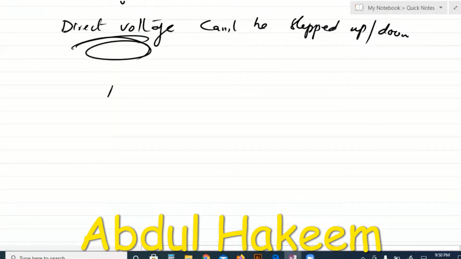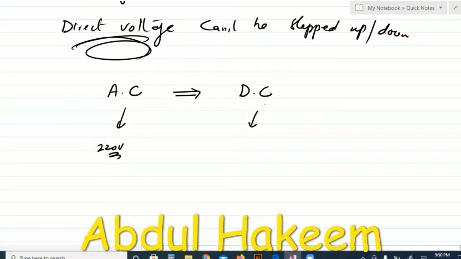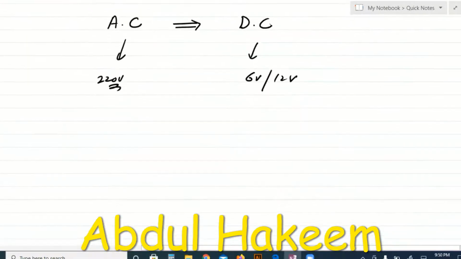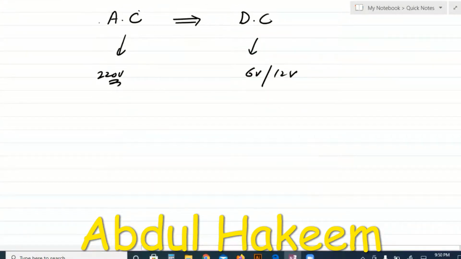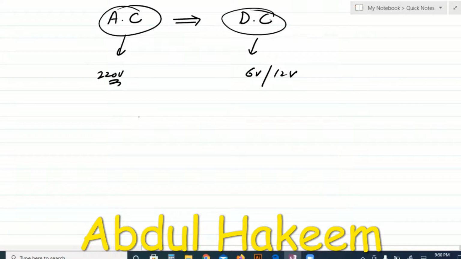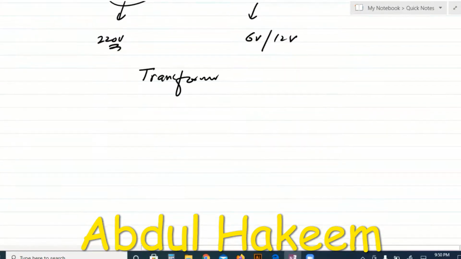We can convert alternating current into direct current. But remember, alternating current will be at high voltage, while direct current is used at low voltage, 6 volt, 12 volt. So before changing the alternating current into direct current, we will use a step down transformer. First, high voltage alternating current is converted into low voltage current.